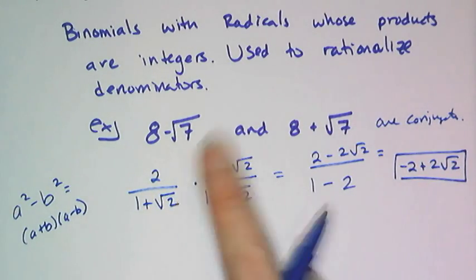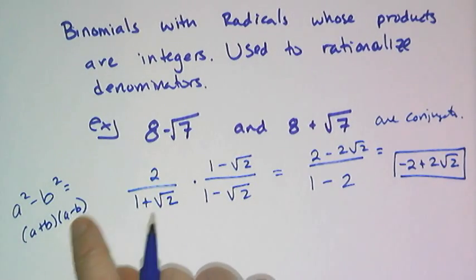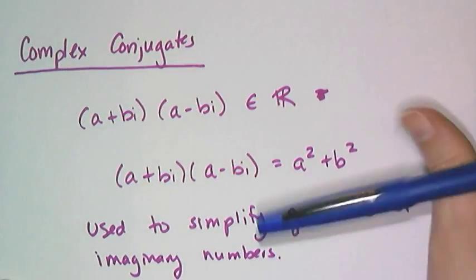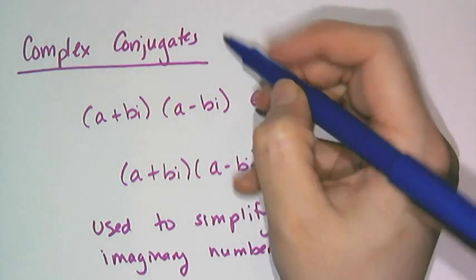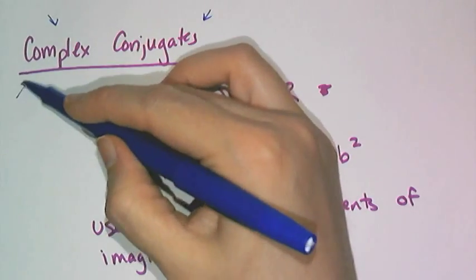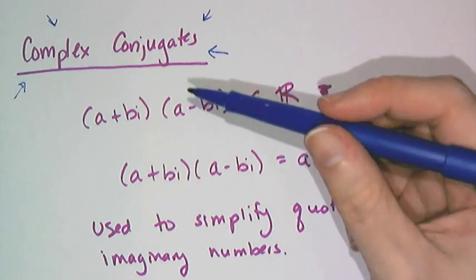Okay, and I can do that because 1 plus root 2 and 1 minus root 2, or this a plus b, a minus b, are called conjugates. Now, I bring that up now because, of course, complex numbers have conjugates. And there are quite a few properties that deal with complex numbers and their conjugates, which is what the second complex number video is going to be about that you'll watch later.